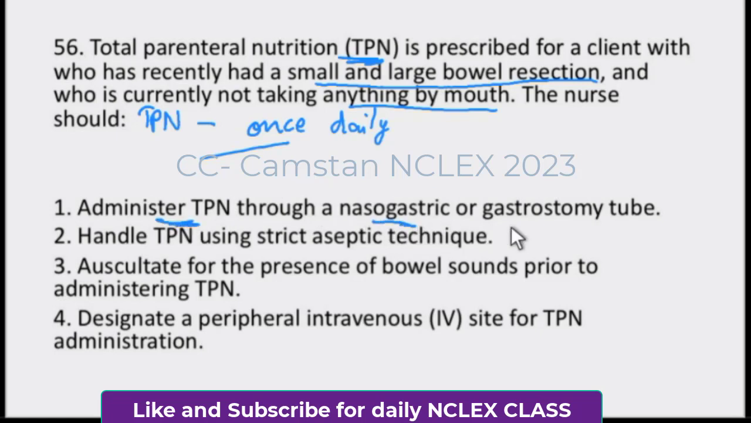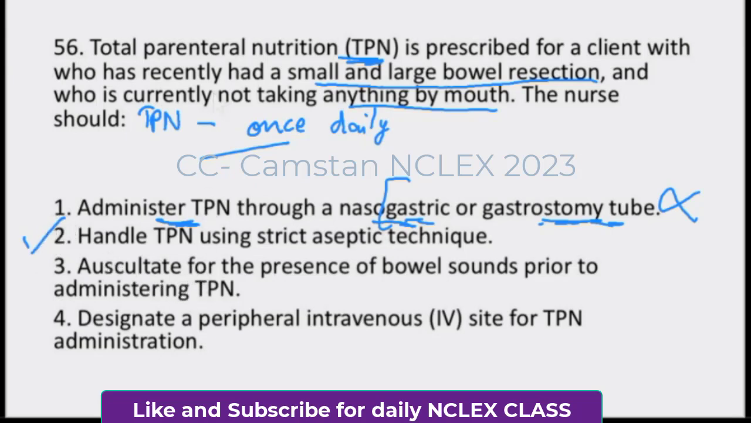Administer TPN through a nasogastric or gastrostomy tube, right? So as the patient is on nil per oral and there is small and large bowel resection, this option is not correct because we cannot let anything enter into the gastric cavity, right? Second is handle TPN using strict aseptic technique, right? It is advised that the TPN must be handled with strict aseptic technique because of the high glucose content. The TPN becomes a perfect medium for bacterial growth, right? Because of high glucose concentration, this TPN becomes the perfect medium for bacterial growth. So the second option is correct so far.